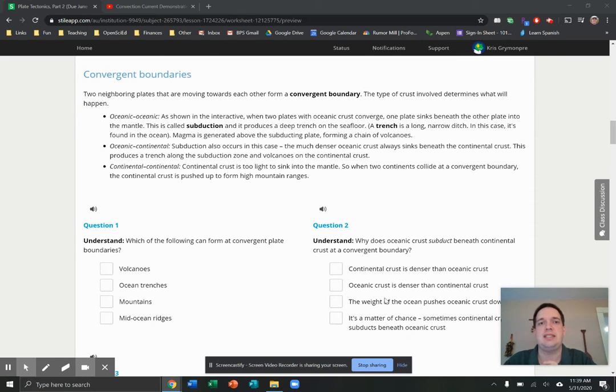A great example of this is India, the Indian plate colliding into Asia, and it's just a crash and still happening. The Himalayas are getting taller and taller. These crashes happen over millions of years.